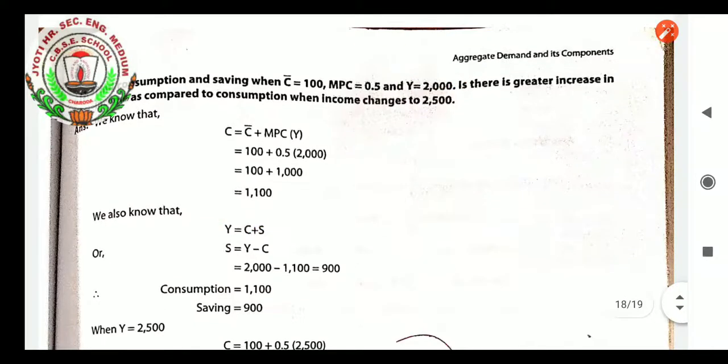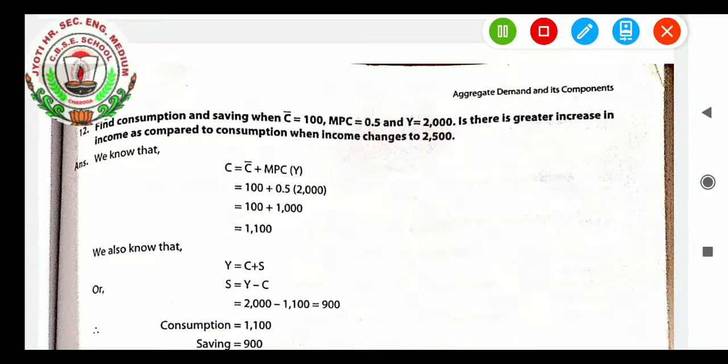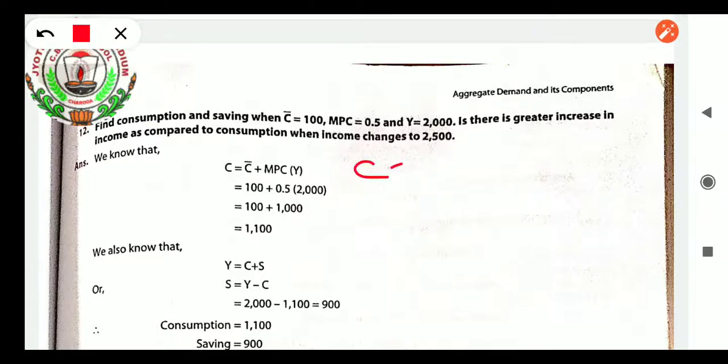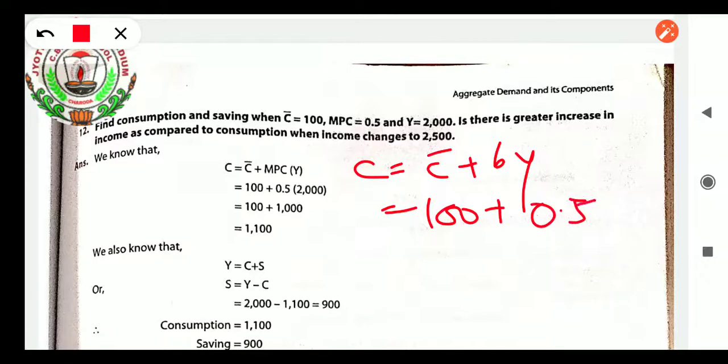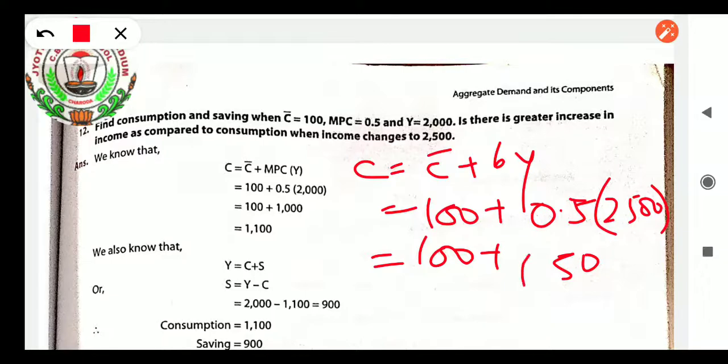Now the next part, when Y equals 2500, let us see. The C function again we will take: C equals C bar plus MPC into Y. C bar is 100 only, plus MPC, 0.5, the marginal propensity to consume, same as we have learned. Now with income 2500, 100 plus 0.5 into 2500, how much will it be? 0.5 into 2500 is 1250.